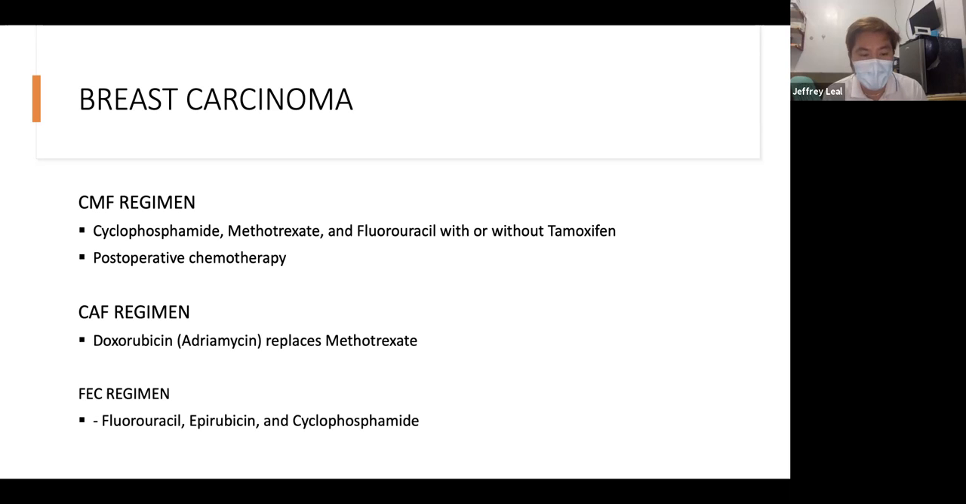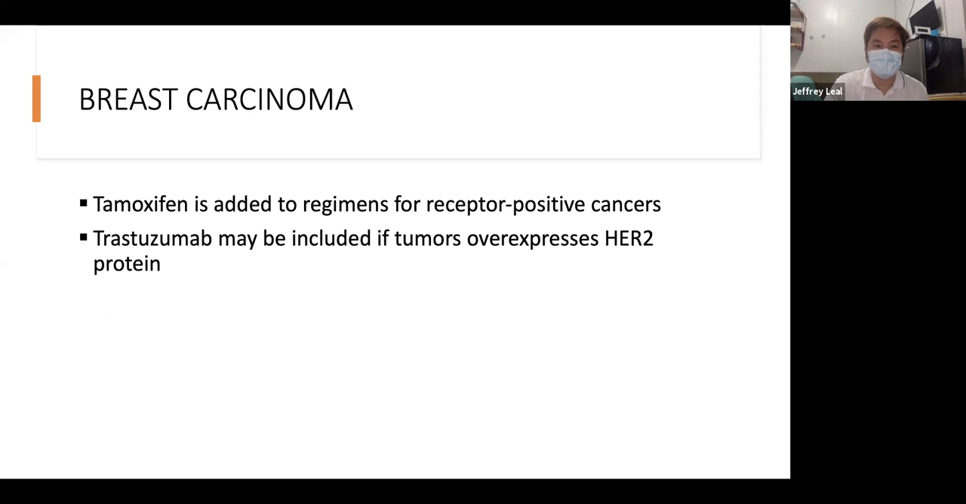Your CEF regimen, it's composed of your doxorubicin, the cyclophosphamide, and the fluorouracil. Okay? And the FEC regimen is composed of your fluorouracil, epirubicin, and cyclophosphamide. For the breast carcinomas, tamoxifen is added to regimens for receptor-positive cancers, while trastuzumab may be included if tumors overexpress the HER2 protein.